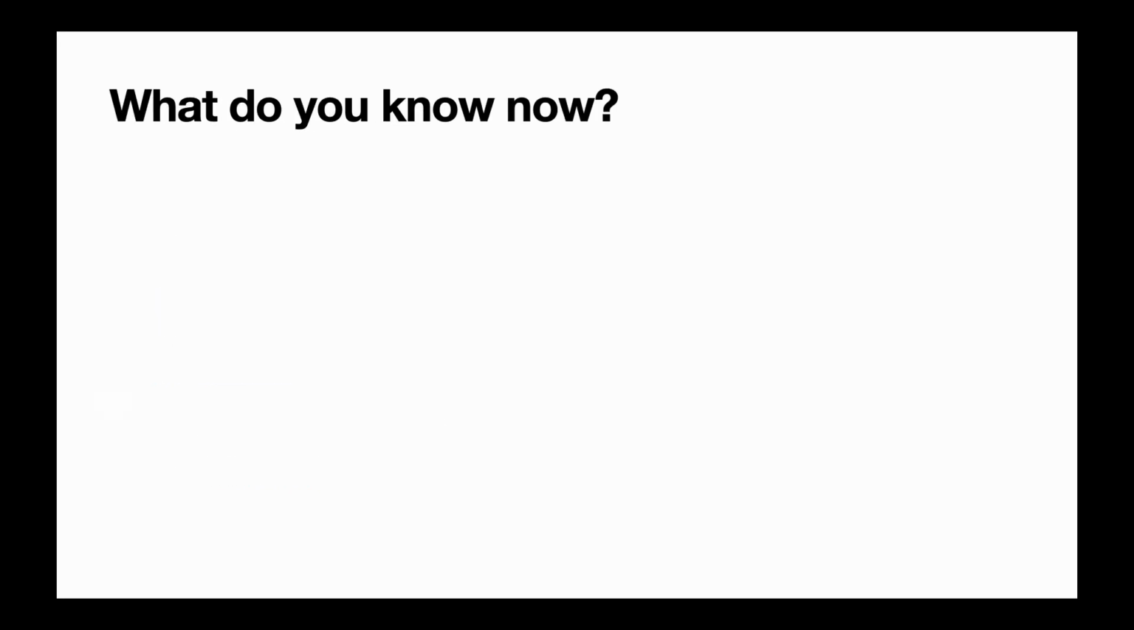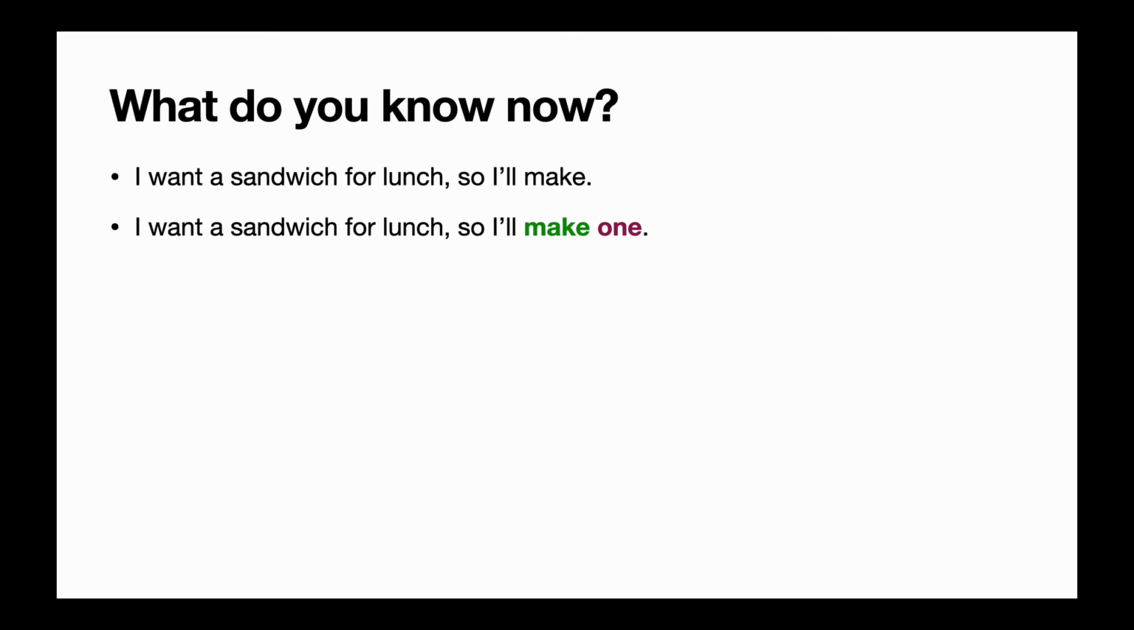Okay, so let's go back to our sentences that we first looked at and see if we can figure out what's wrong with them. So remember we had the sentence, I want a sandwich for lunch, so I'll make. What's wrong with this sentence? Well, make is a transitive verb, so we have to follow make with an object. We have to say, I want a sandwich for lunch, so I'll make one. So I'll make a sandwich.